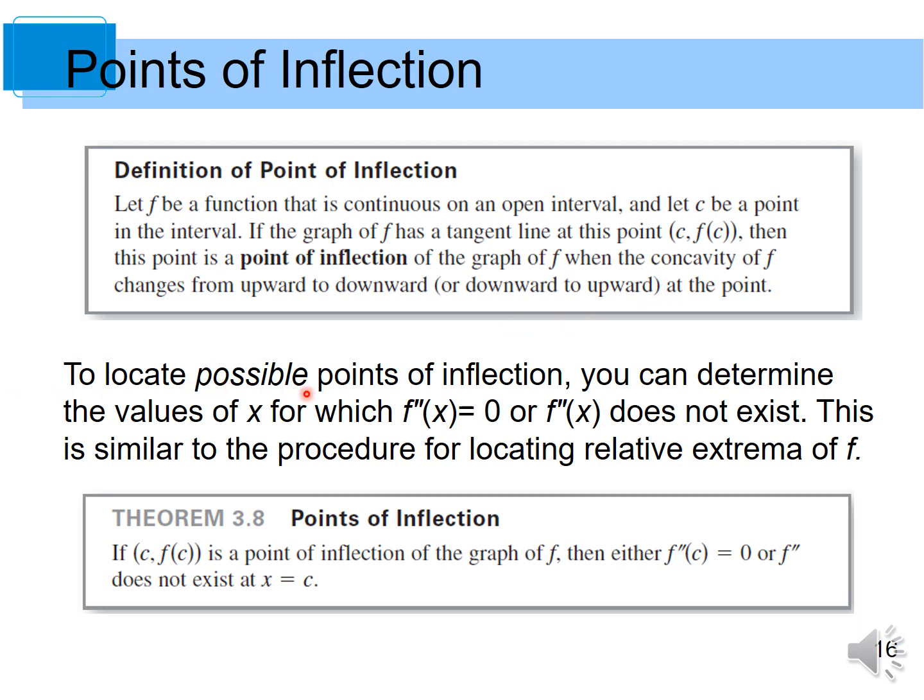To locate possible points of inflection, you can determine the values of x for which f''(x) equals 0 or f''(x) does not exist. This is similar to the procedure for locating relative extrema of f. If (c, f(c)) is a point of inflection on the graph of f, then either f''(c) equals 0 or f'' does not exist at x equal to c.